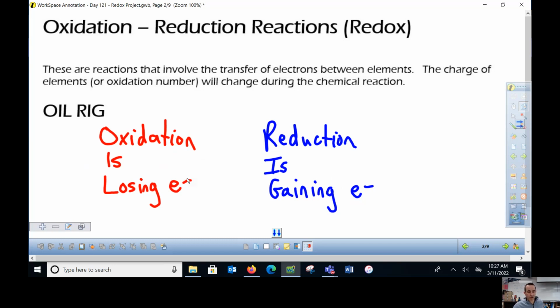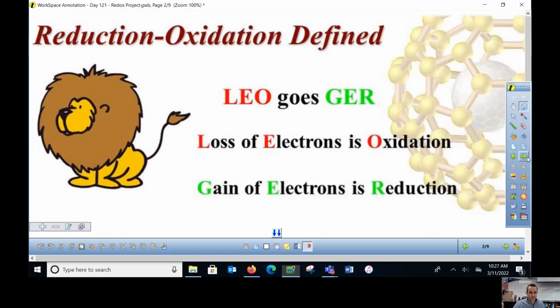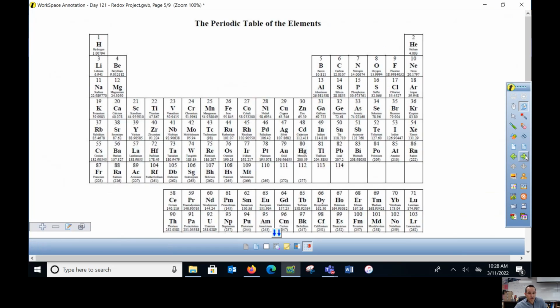All right, so oxidation is losing electrons. Reduction is gaining electrons. There's another saying out there: Leo goes grr. Leo the lion goes grr. Leo, L, loss of electrons is called oxidation, and gain of electrons is reduction. So same thing as oil rig. Use either saying to figure out what's going on here. It's an easy way to remember.